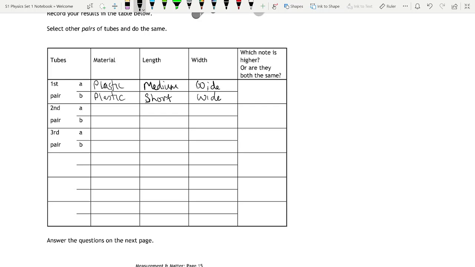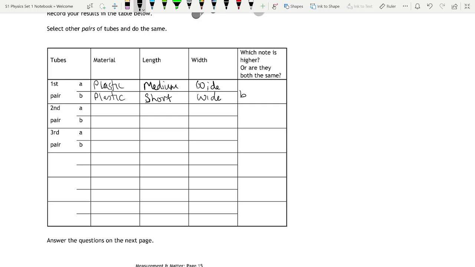The second one. Yep. So I can put B is higher because it's a short one that's higher. If I wanted to investigate how the material affects the sound, then what I'd have to do is find two that are exactly the same apart from the material. So I'll choose those two, maybe. Or I could choose other different lengths of them, but it's completely up to you. But you need to make sure that everything is the same apart from the one thing that you're changing.